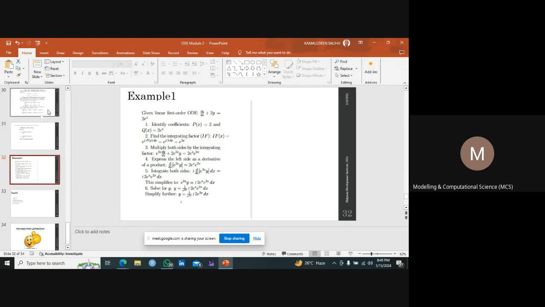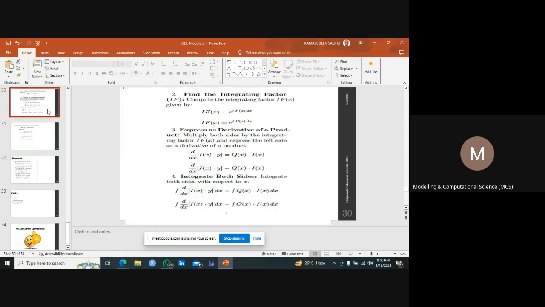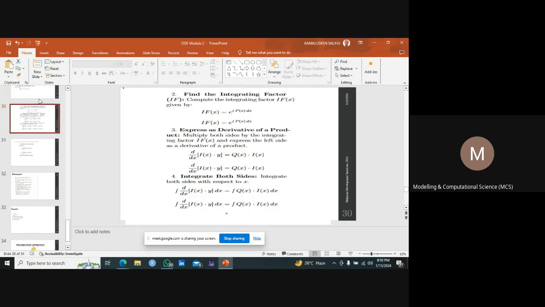So sorry for keeping you waiting. Okay, as I was saying, after finding what your p of x is, we said our p of x is equal to 2, q of x is equal to 2 exponential x. Then we find our integrating factor to be exponential 2x.